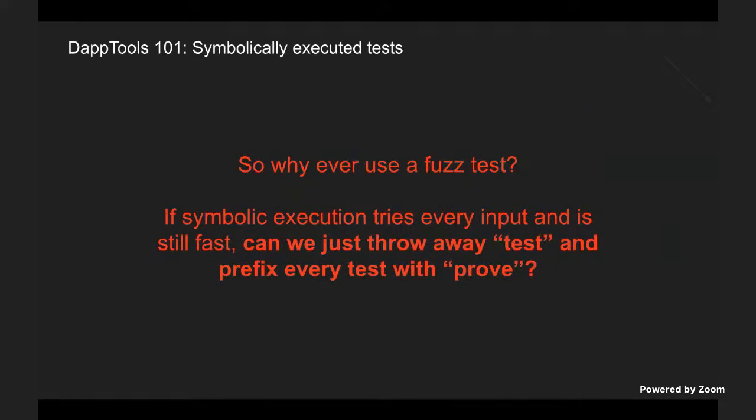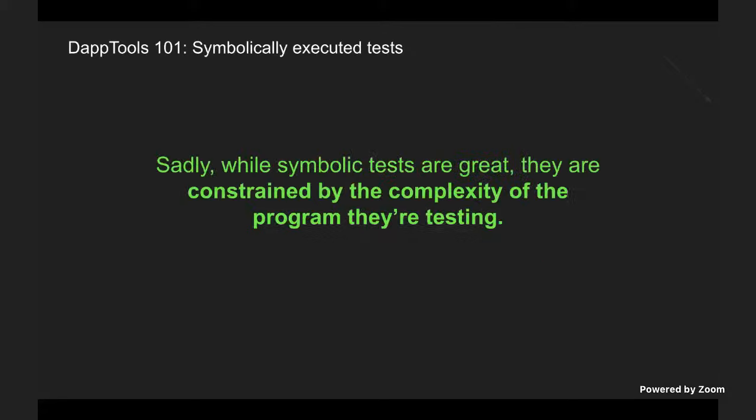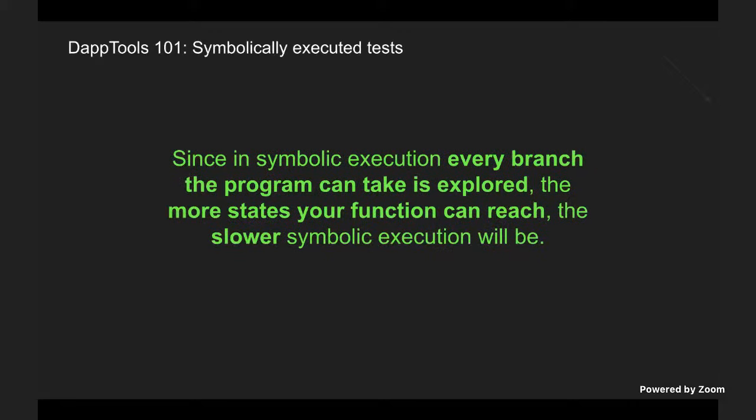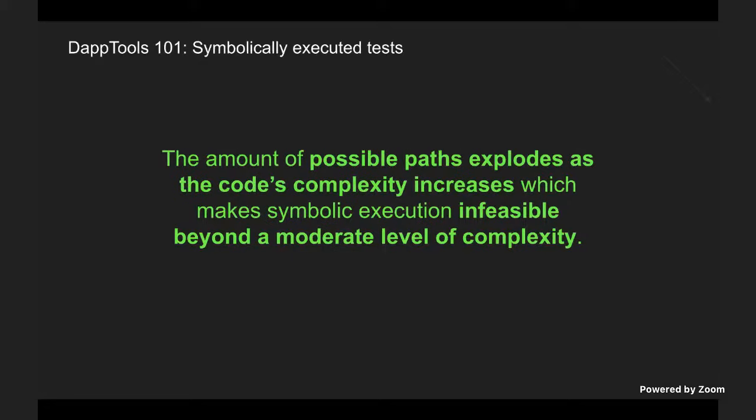So why should we ever use a fuzz test if symbolic execution tries every input and is still fast? Can we just throw away test and use prove? Symbolic tests are great, but sadly, they can't be used for everything. They're constrained by the complexity of the code they're testing. Basically, the more complex your code is, the more states it can be in, and the more math equations the solver has to find. So symbolic execution becomes infeasible beyond a moderate level of complexity.